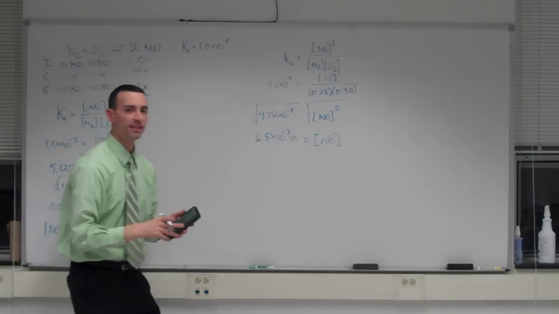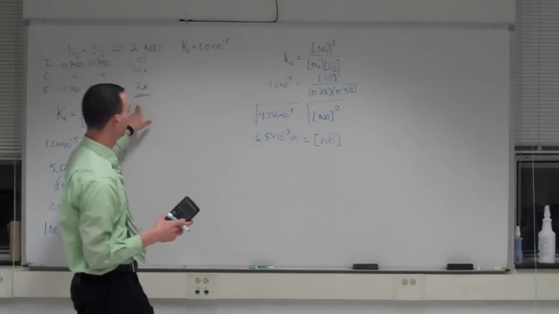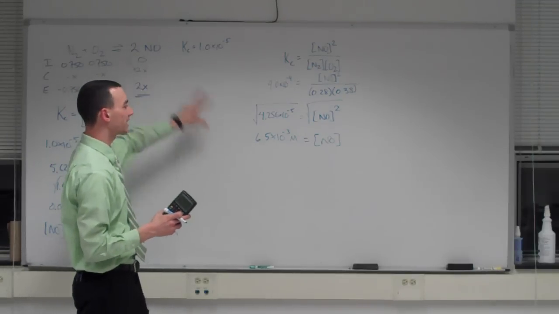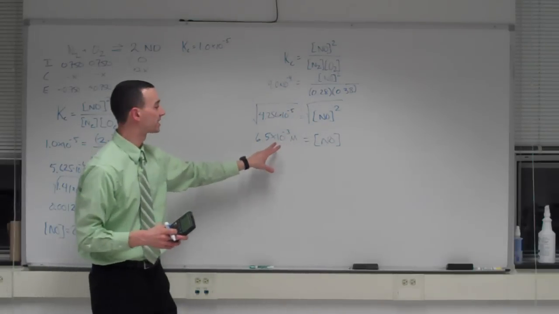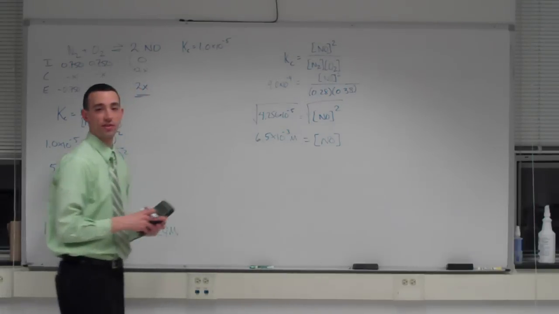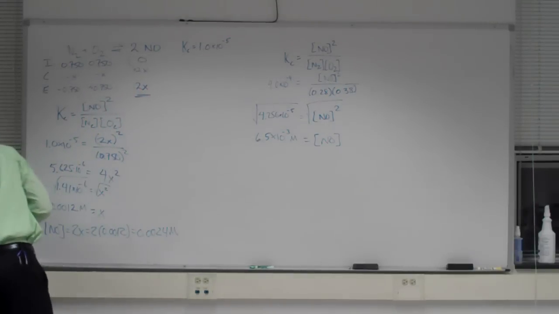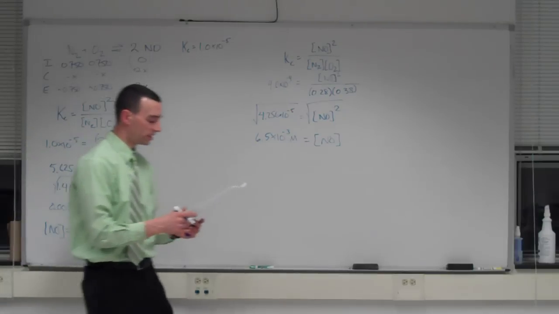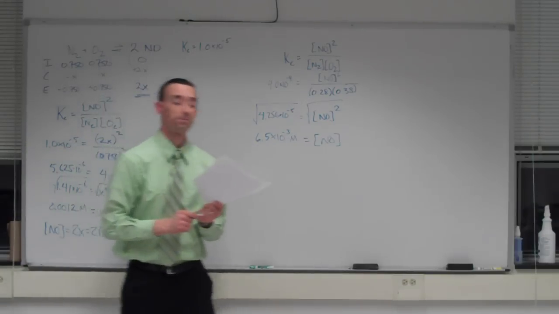Since this follows up on the previous example, we don't need to do any 2x. This wasn't solving for x. This was actually solving for the nitrogen monoxide concentration right there. So that wraps up the questions from chapter 14.